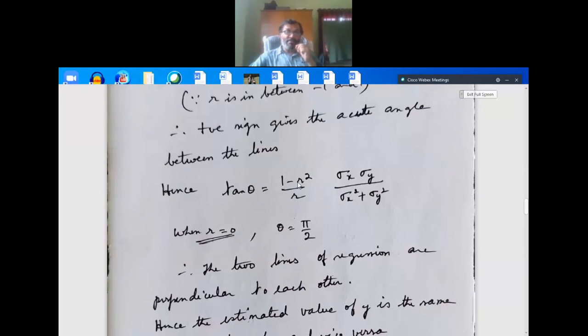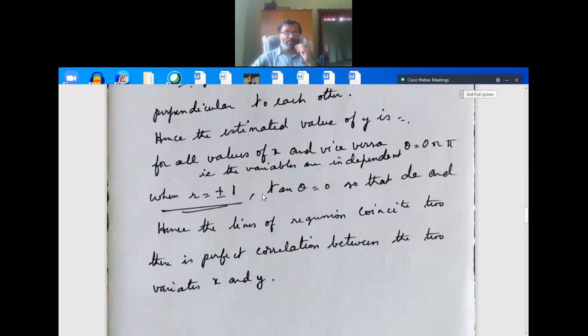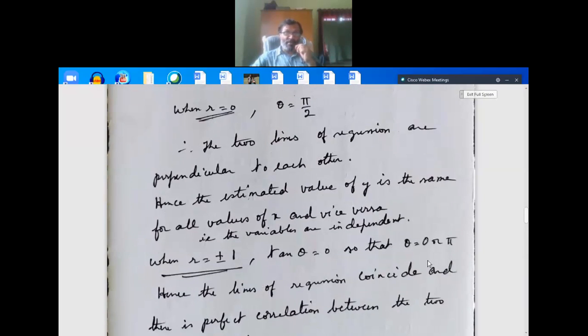Okay, when r is equal to plus or minus 1, in both cases, whether it is 1 squared, it is 1, or minus 1 squared, also 1. So 1 minus 1 will be 0. So tan theta equals 0. So theta equals 0, tan theta equals 0. So theta is 0 or pi. Theta is 0 degrees, and even tan pi is 0. So theta is 0 or pi.